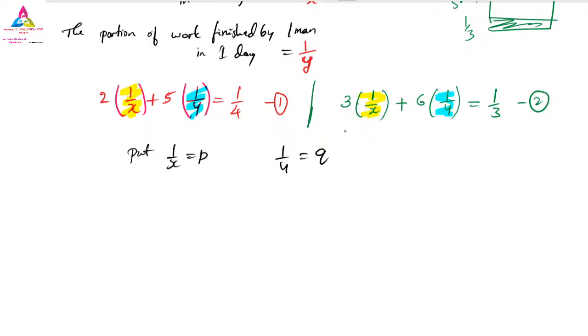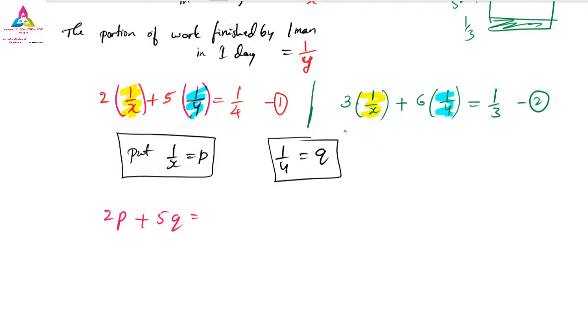Okay, it is correct. 1 by x is p and 1 by y is q, that we have to substitute. And what will the equation become? 2 into p plus 5 into q is equal to 1 by 4. On the other hand, we have 3 into p plus 6 into q, that is equal to 1 by 3.